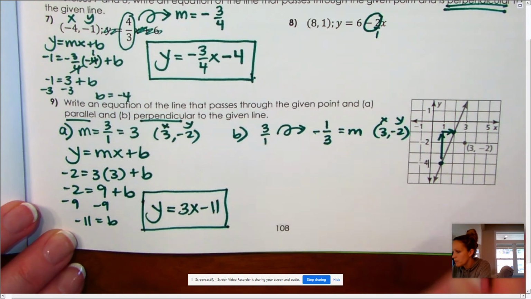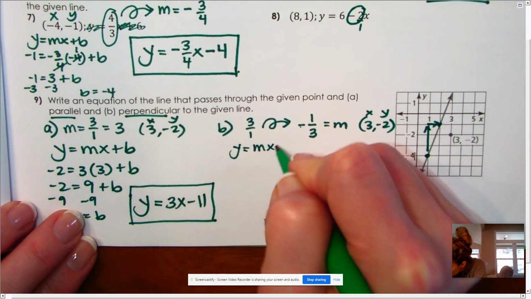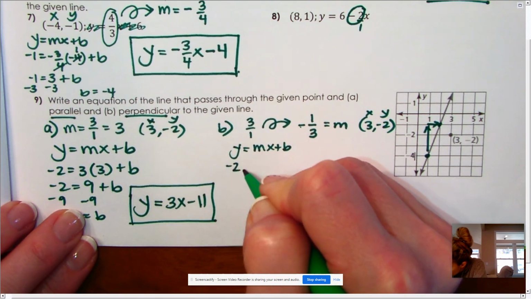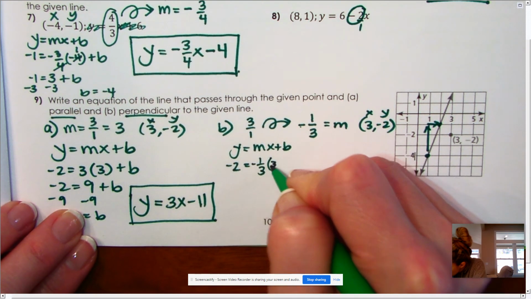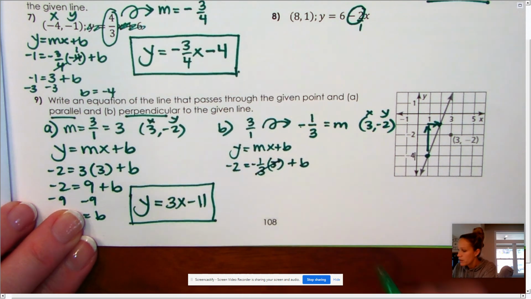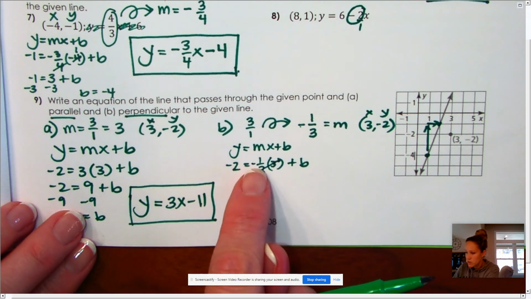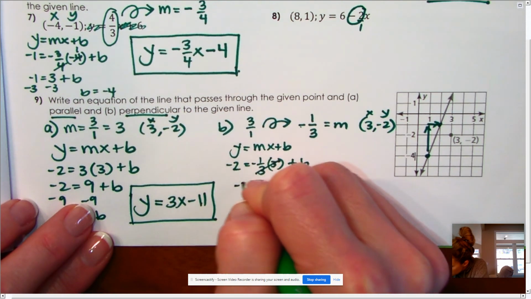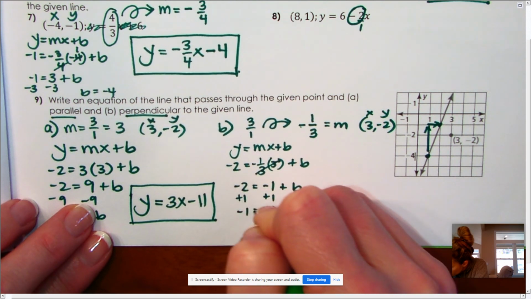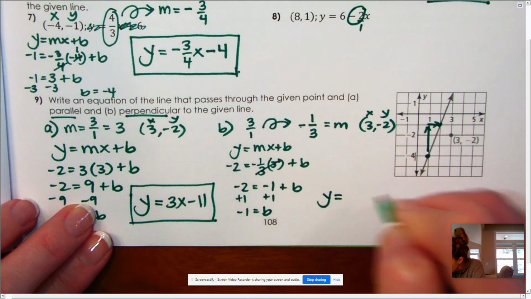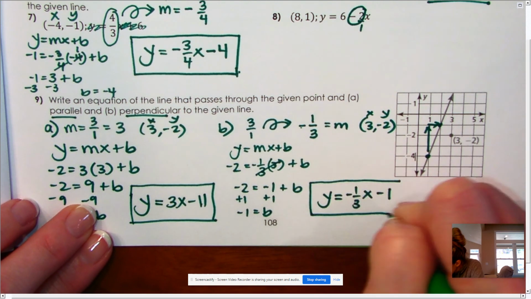And then for part B, you're going to do the same thing, but with this fraction. So y equals mx plus b. The y value is -2. The m is -1/3. The x is 3. And then plus b is what we're solving for. 1/3 of 3, those kind of cancel each other. Times by 3, divide by 3 are inverse operations. So really we're just left with that -1. So -2 equals -1 plus b. And I'm going to add 1 on both sides. So I get -1 equals b. So y equals -1/3 x minus 1.